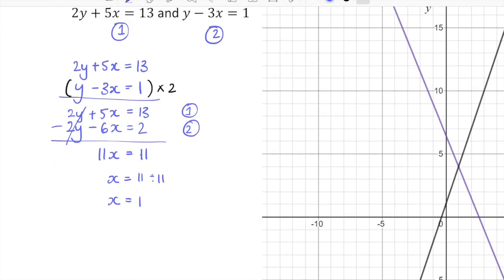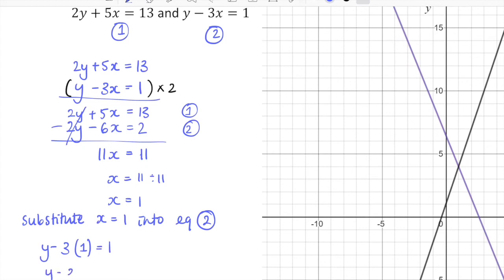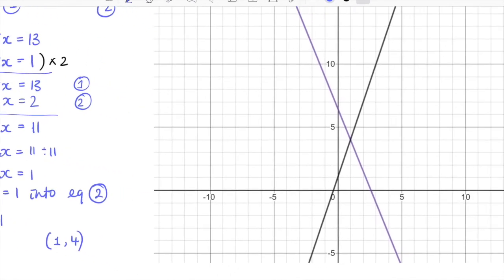So now that I've got my x value, I can work out y. So I'm going to substitute x is equal to 1 into equation 2. So I'm going to do y minus 3 times 1 equals 1. So y minus 3 is equal to 1, so y is equal to 4. So that means when x is equal to 1 and y is equal to 4, both lines will intersect. Now if we take a look at this graph here, we can see that that's 1 and that's 4. So that is our point of intersection at 1, 4.